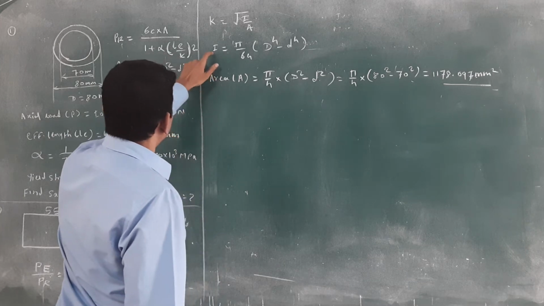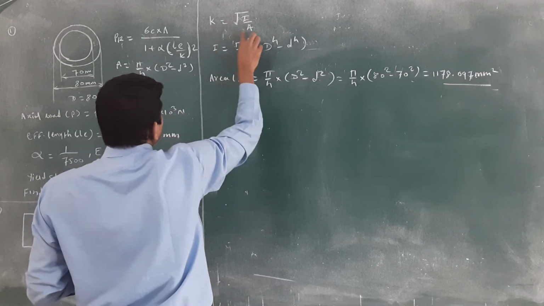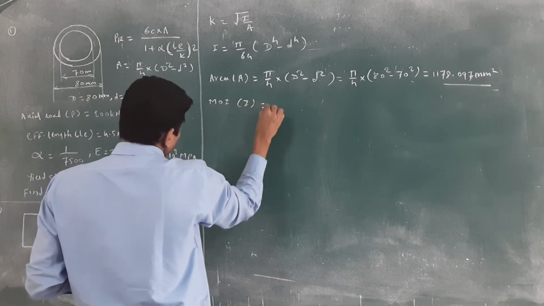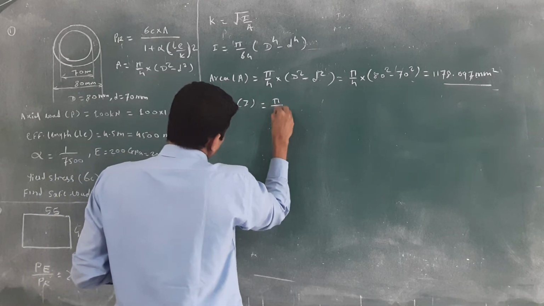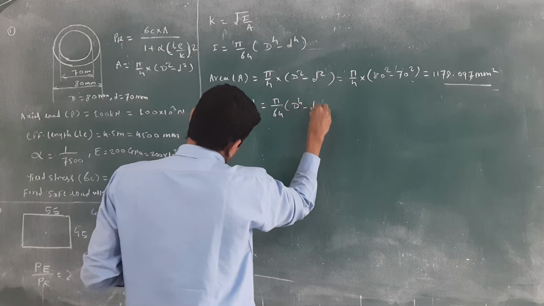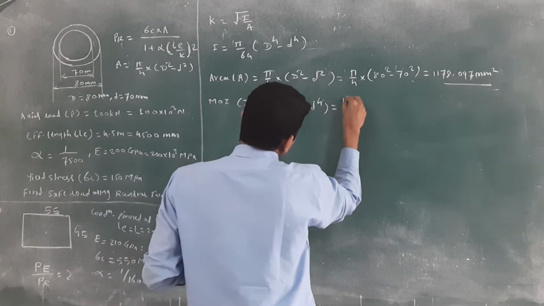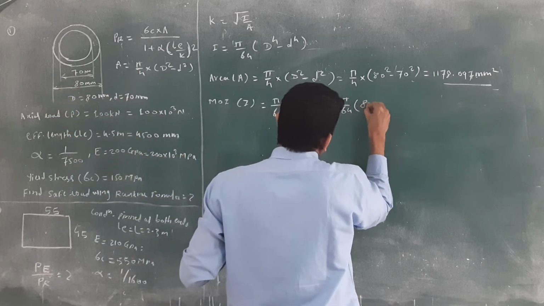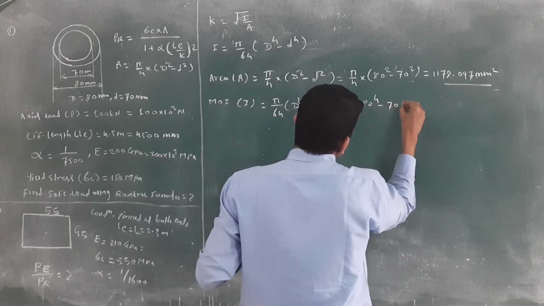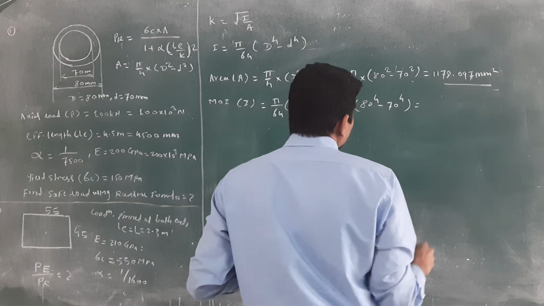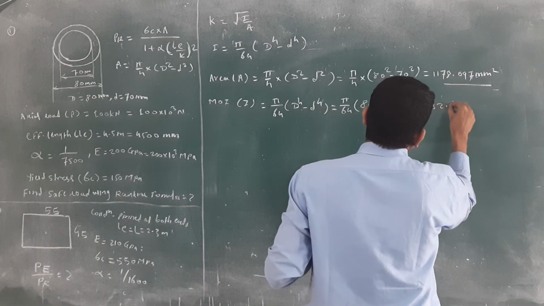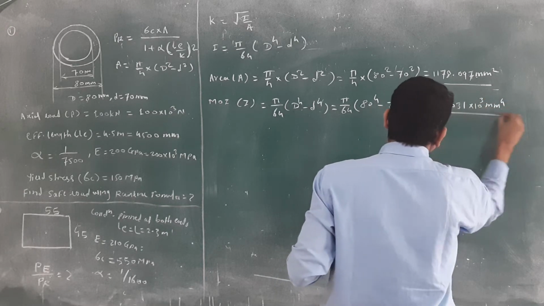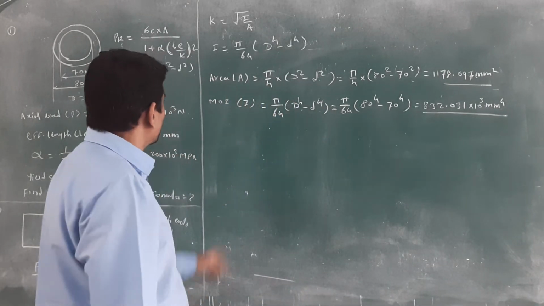Then next, what we want to calculate? We can calculate the I value, moment of inertia, because we can't calculate the K without I. That's why moment of inertia I is equal to, what is the formula? Pi by 64 into (D raised to 4 minus small d raised to 4). Put the values: pi by 64, what is the value of D? 80 mm outside diameter raised to 4. What is the value of small d? 70 raised to 4. Then you will get I is equal to 832.031 into 10 raised to 3. What is the unit of moment of inertia? mm raised to 4.